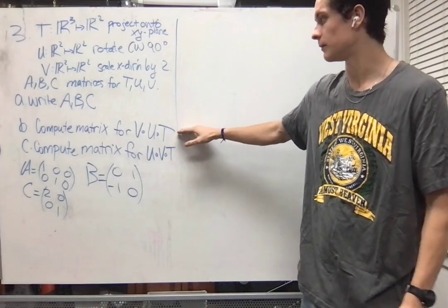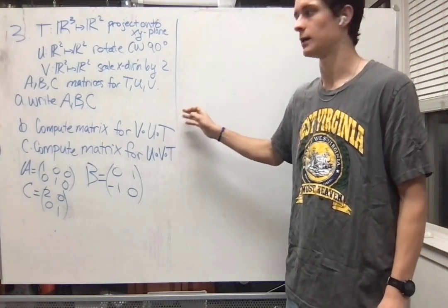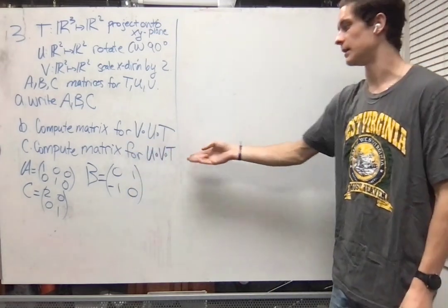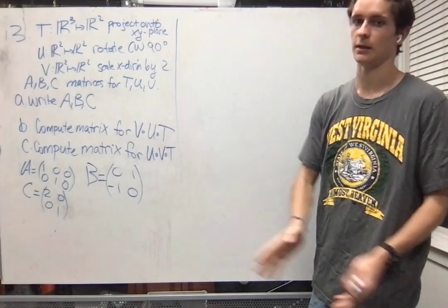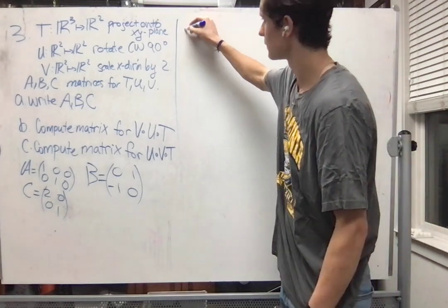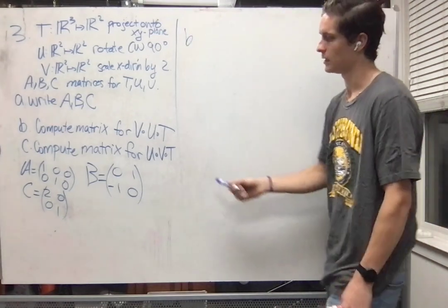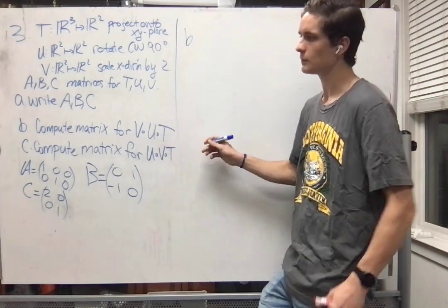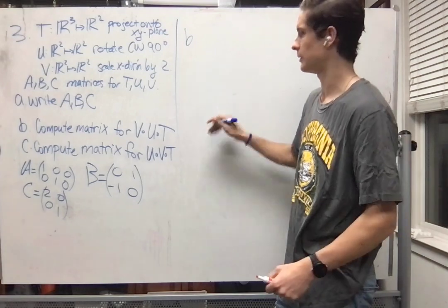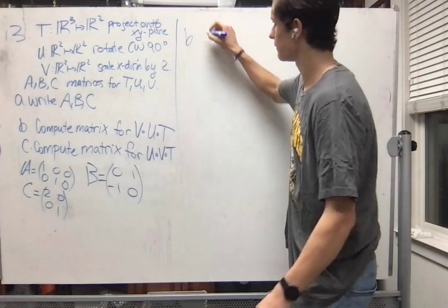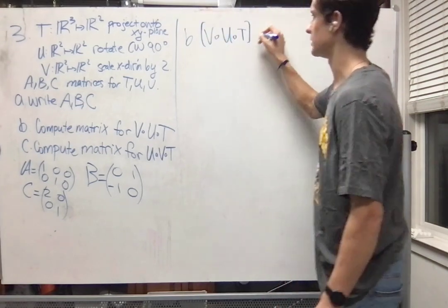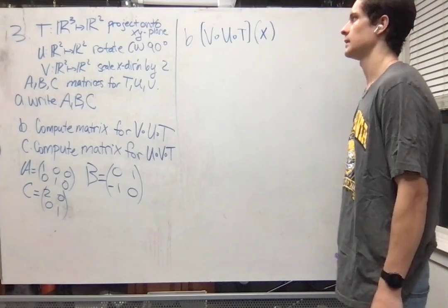So for B, we're going to do the same method of tracking T of E1 through T of En. And for the second method, we're just going to take the individual matrices and multiply them together. So I'll show you both ways. All right, so for B, we have this composite transformation V of U of T. It's very important to think about the order in which these transformations happen. So for example, if I have V of U of T, this is some transformation, and I apply it to X. What does this actually mean?